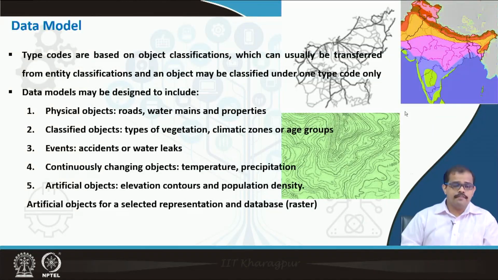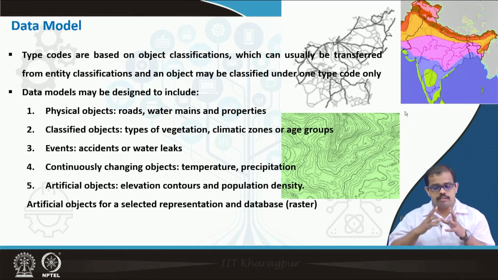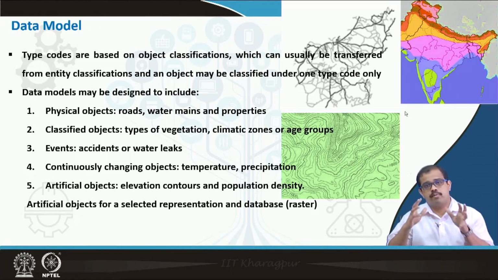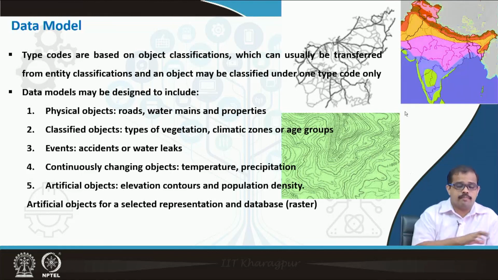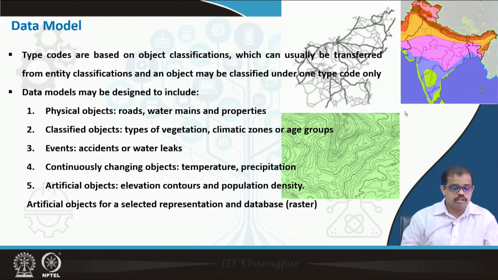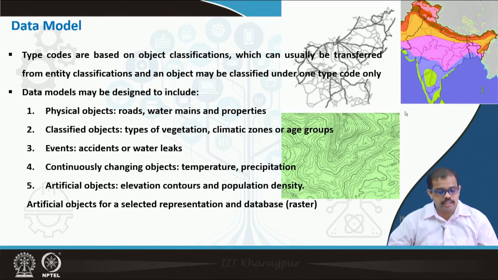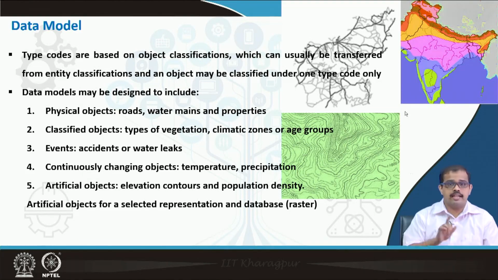Then, when we look at the type codes, that is another point that is extremely important. I spoke about the IDs before. These are based on object classifications, which are usually transferred from entity classification. I'll show you, when I'm explaining the database, how these object classifications are done using the type codes.